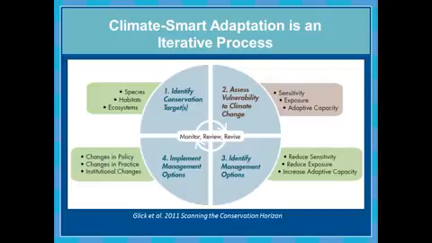Once you know what you're focusing on, you then want to assess how vulnerable those things are to climate change. And from there, once you have that information built up, you can then identify management options to hopefully reduce that vulnerability. And then you move on to the implementation stage. And of course, then you want to monitor how effective those actions are, possibly go back and review and revise some of your strategies along the way.